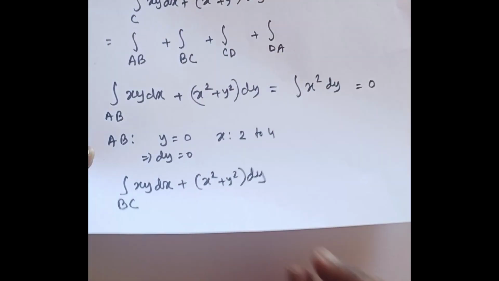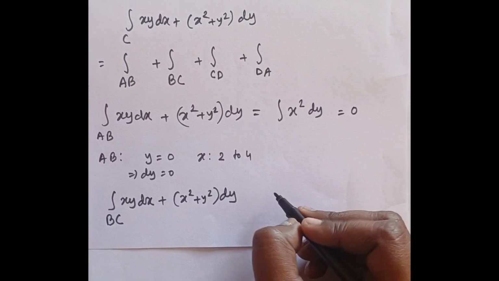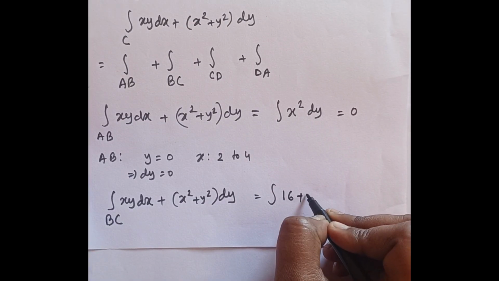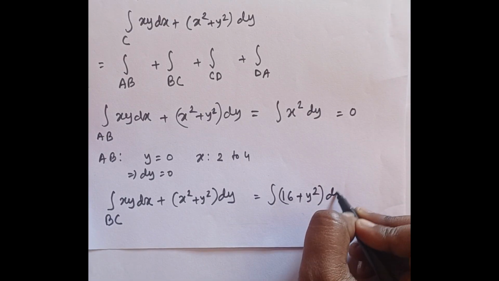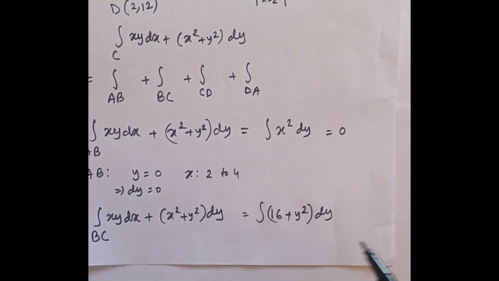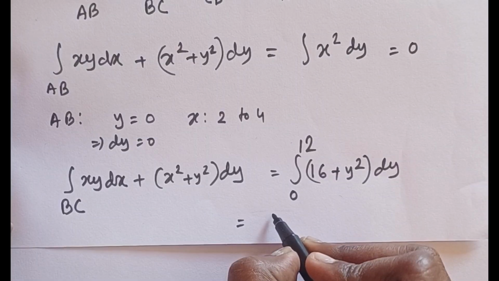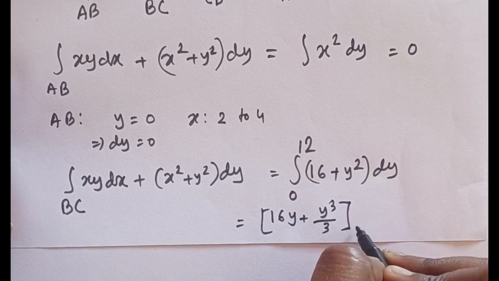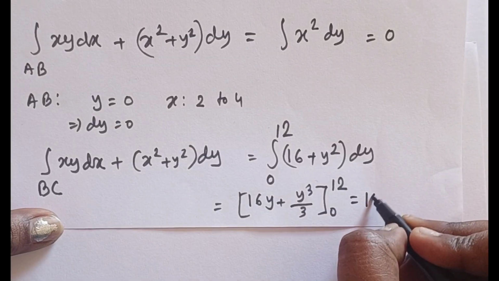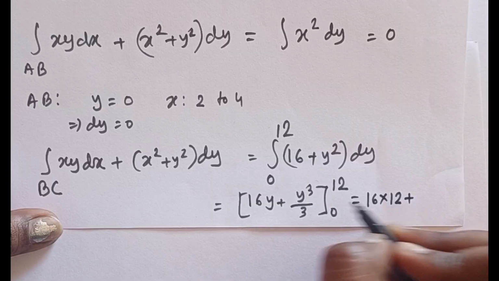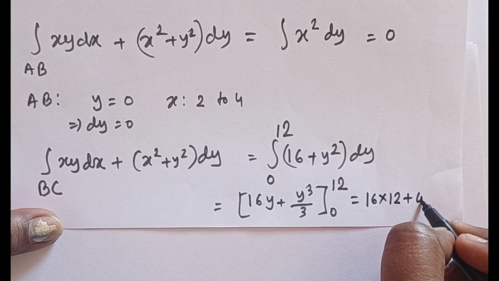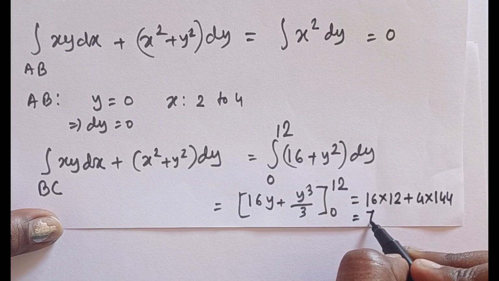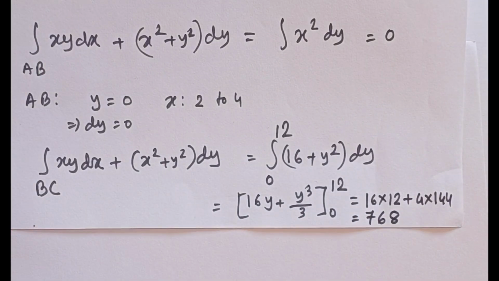And hence, if we calculate integration over BC, then it is (16 plus y square) dy, because dx is equal to 0 and x is equal to 4 and y goes from 0 to 12. So if you calculate, this will be 16y plus y cube by 3 from 0 to 12, which gives us 16 into 12 plus, if we put 12, then 4 into 144. So calculating, we will be getting 768.